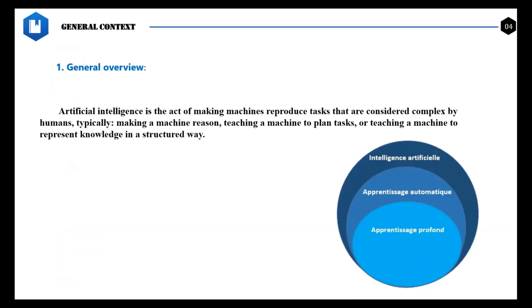So artificial intelligence is the act of making machines reproduce tasks that are considered complex by humans, typically making a machine reason, teaching a machine to plan tasks, or teaching a machine to represent knowledge in a structured way. Deep learning is a subfield of machine learning. It currently groups together the most efficient and effective methods applied in the machine learning community.